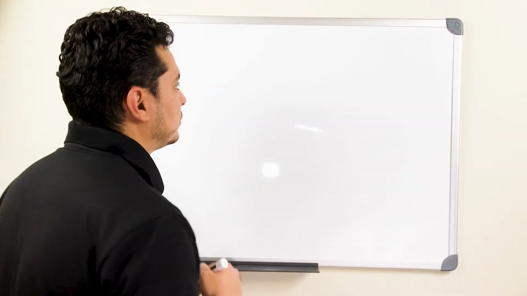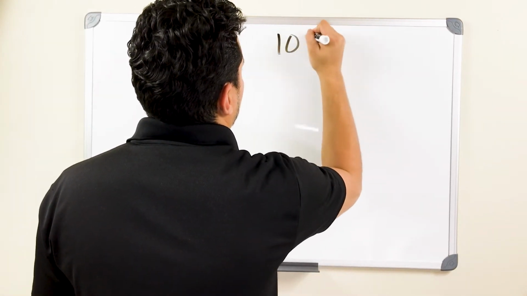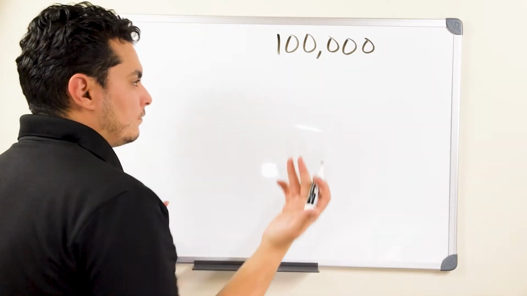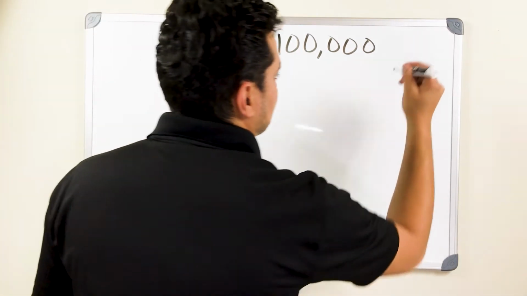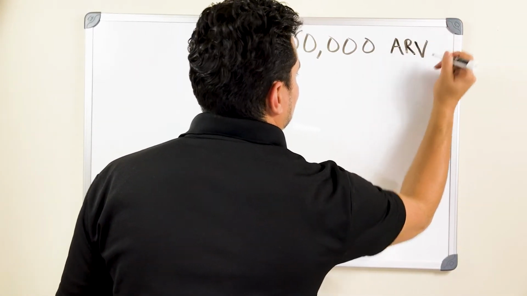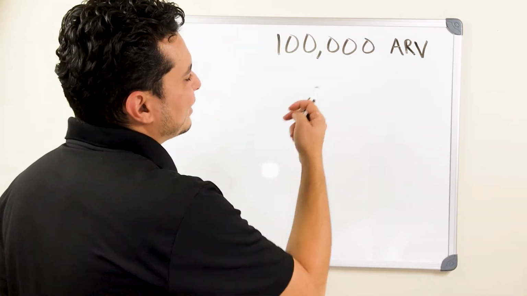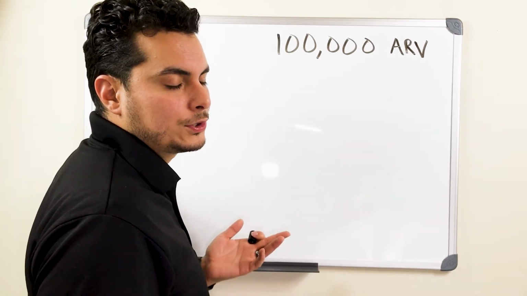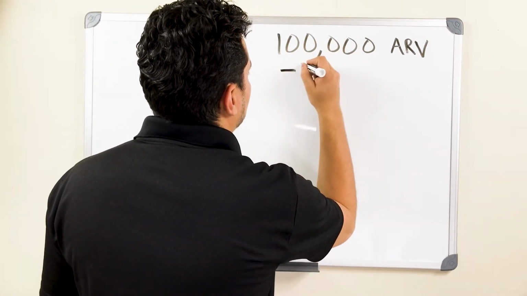So we're going to use an ARV of 100,000. This is what your house is going to sell for. That's the after repair value, so we'll put ARV here. So you got your ARV of 100,000. Then we're going to minus 30%, and that's where your investor has to be in at. So minus 30%.